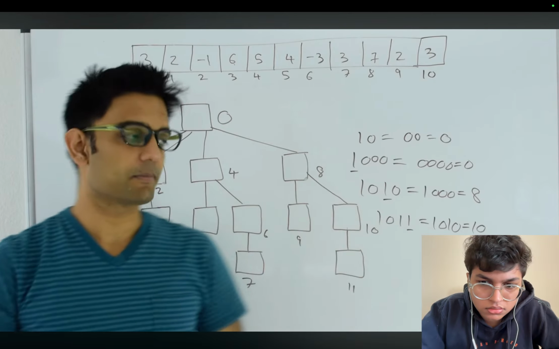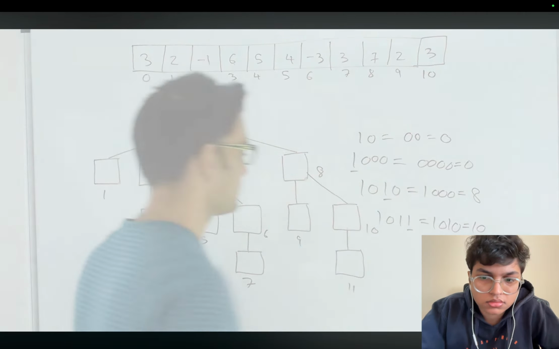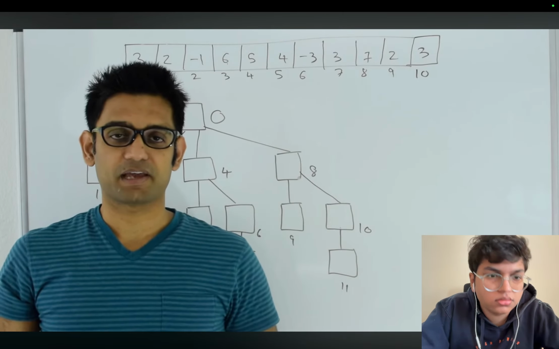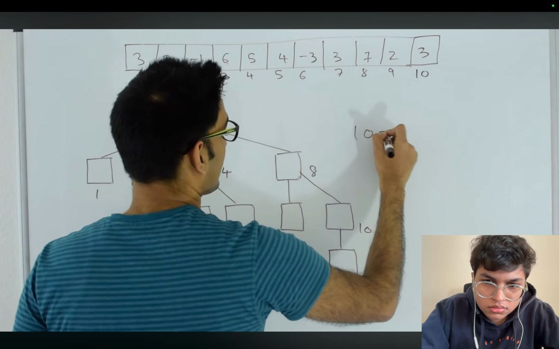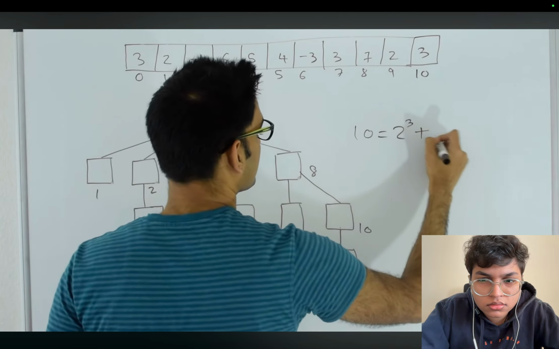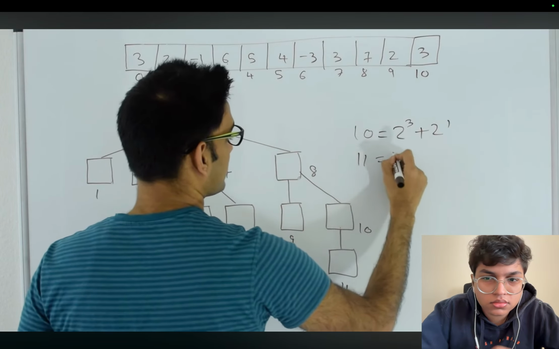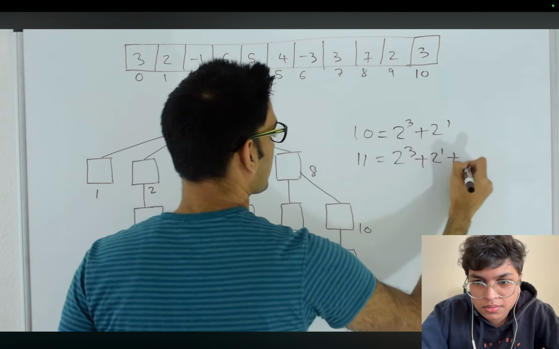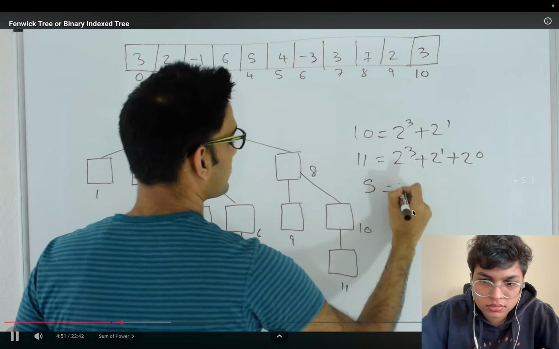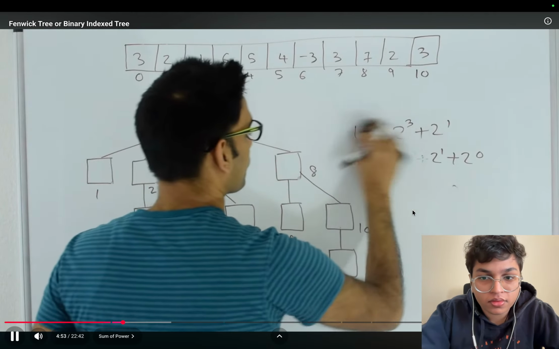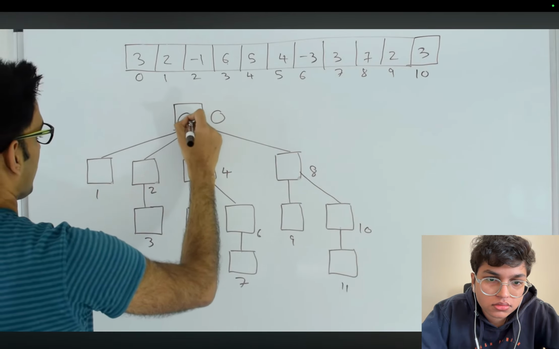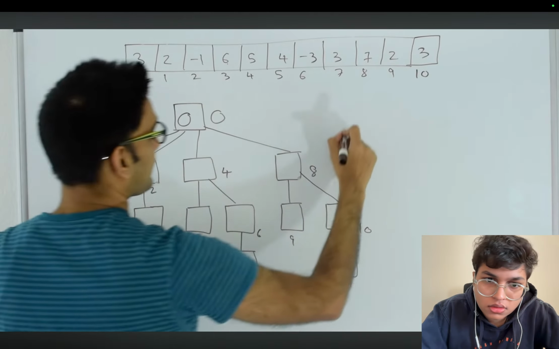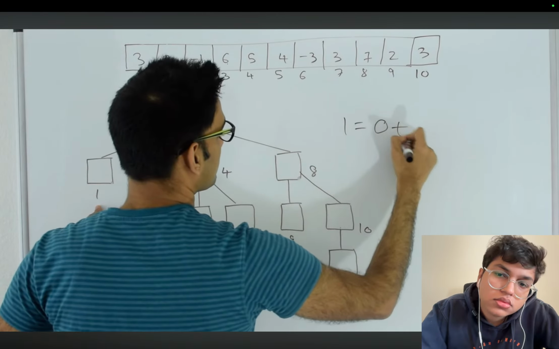Now let's try to fill up this tree with the prefix sum information. One thing to notice is that every number can be represented as a sum of powers of 2. For example, 10 is 2 raised to 3 plus 2 raised to 1. 11 is 2 raised to 3 plus 2 raised to 1 plus 2 raised to 0. This is used to store the prefix sum. Let's see how this works. As I said, 0 is a dummy node, so the only information in its node is 0. Let's start with 1. 1 can be represented as 0 plus 2 raised to 0.